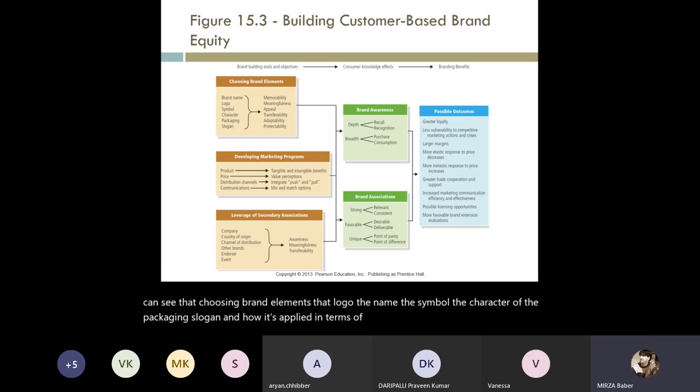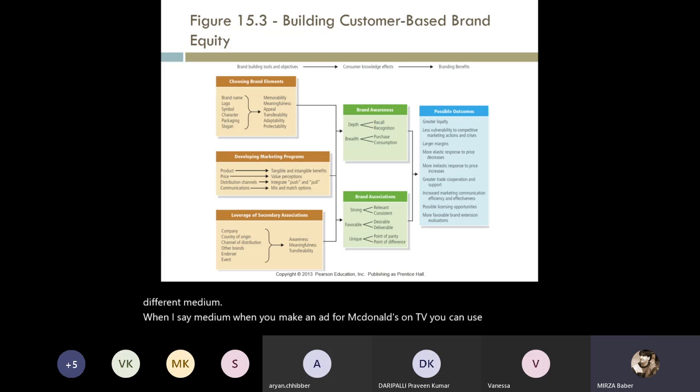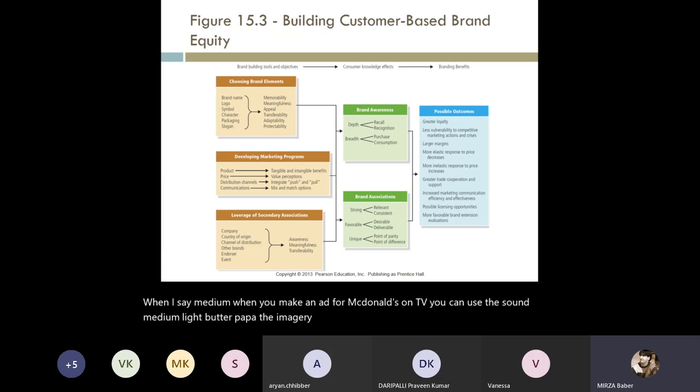It is making it memorable, giving it some meaning, some appeal, transferability to another brand line, or even to a different medium. When I say medium, when you make an ad for McDonald's on TV, you can use a sound medium like ba-da-ba-ba-ba. The imagery of the golden arcs are repeated with the M sign, like, I'm loving it. Okay, adaptability in different languages, protectability of your logo, and so on and so forth.